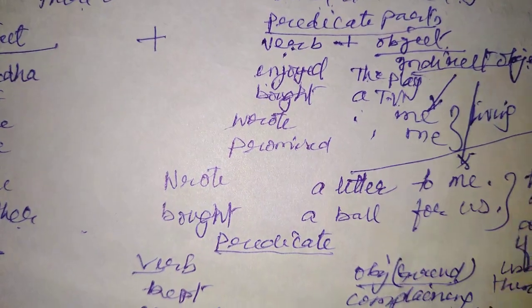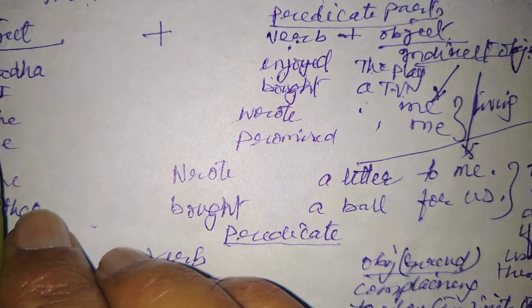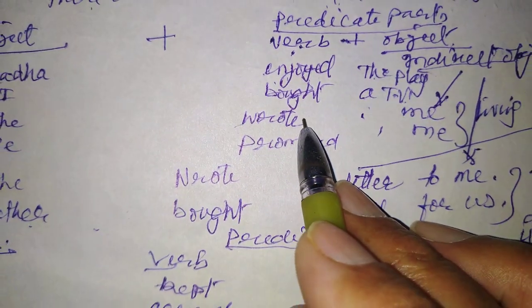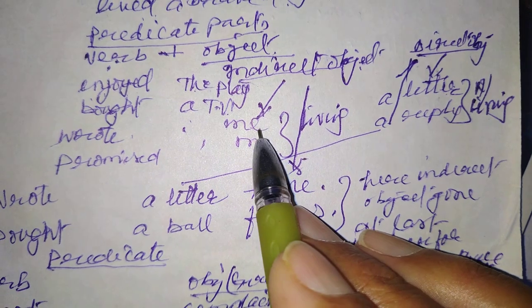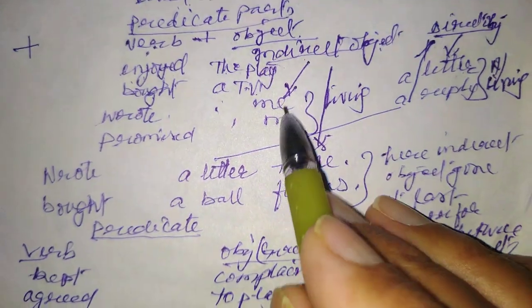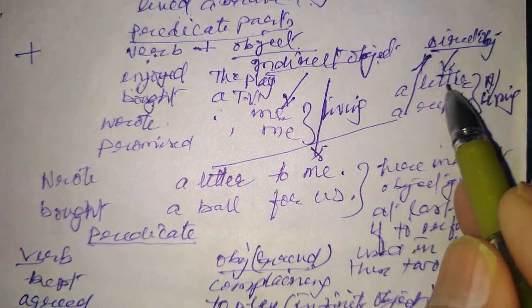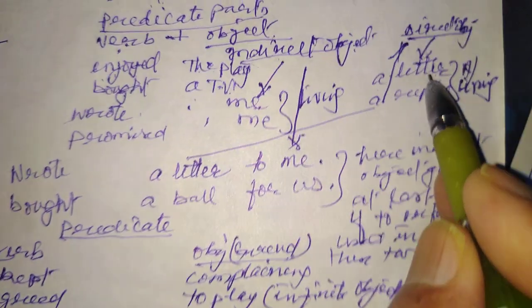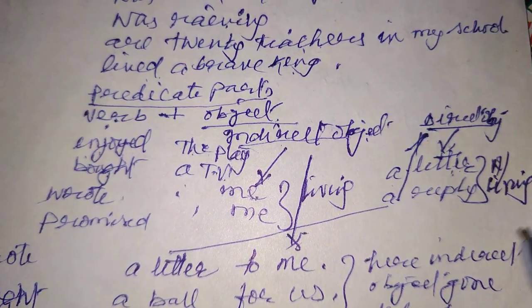She wrote me a letter. So now let us see which parts it is having. She wrote. She is the subject. Wrote is the verb. Me means mujhe, object. Which object? Living object, so it is an indirect object. Me, a letter. A letter is a non-living thing, so it is a direct object.